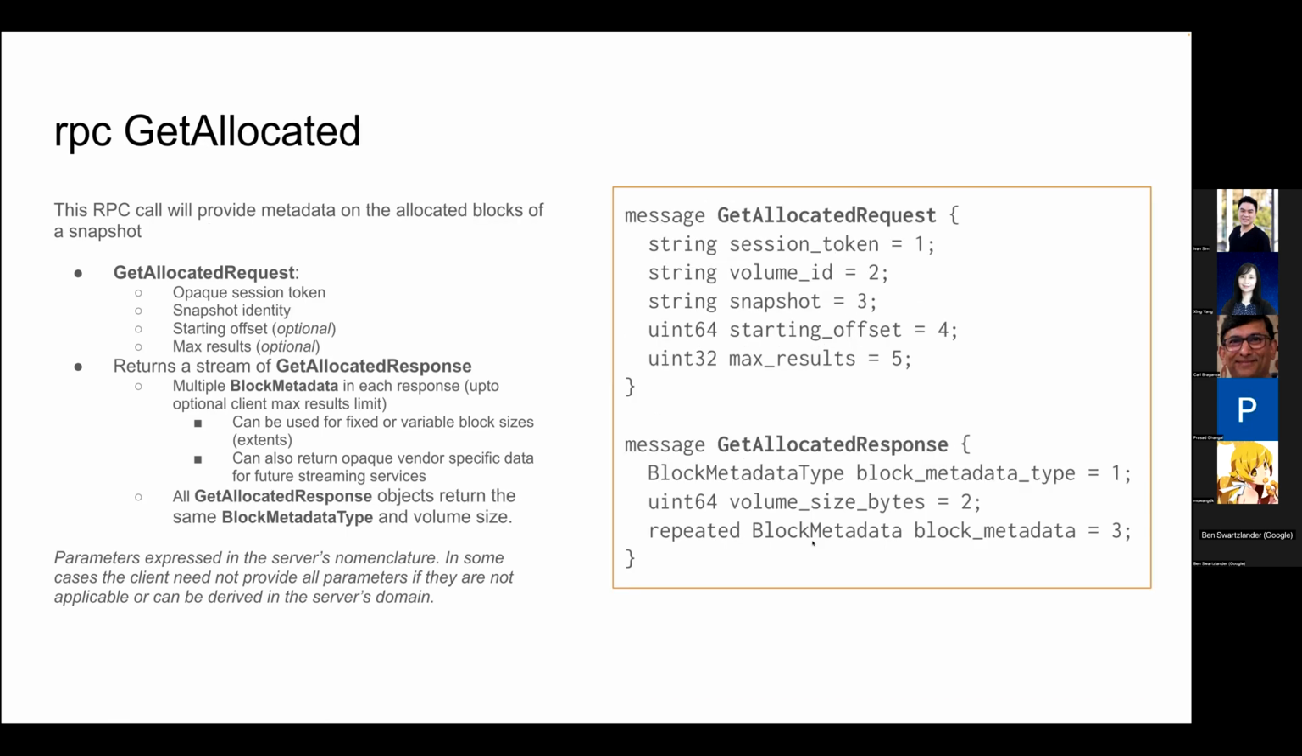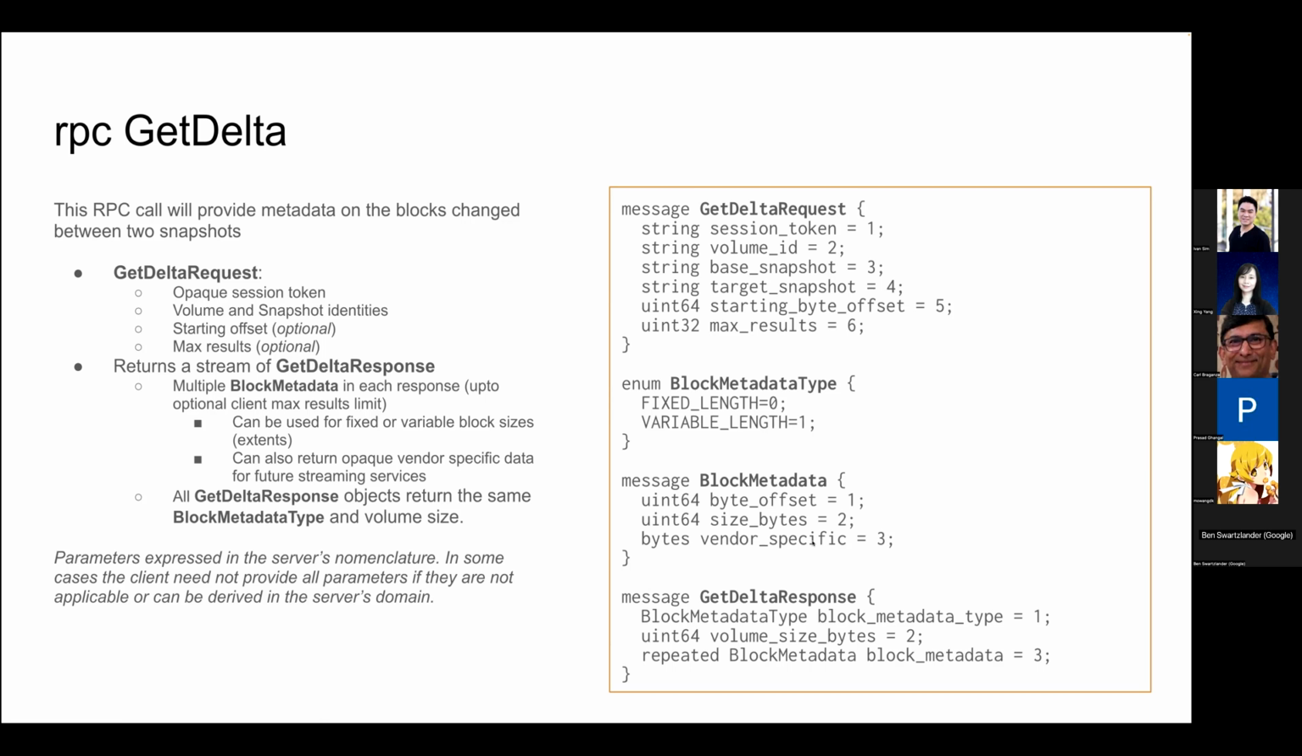Okay, that makes sense. I mean, that's what we always do. I just wanted to understand the structure of that message. If you could go back one more time. So the response has a single metadata type for the whole response. The volume size bytes is the size of the whole volume, right? Correct. And then you have an array of these actual metadata blocks, each one of which is just two uint64s, an offset, and a size.